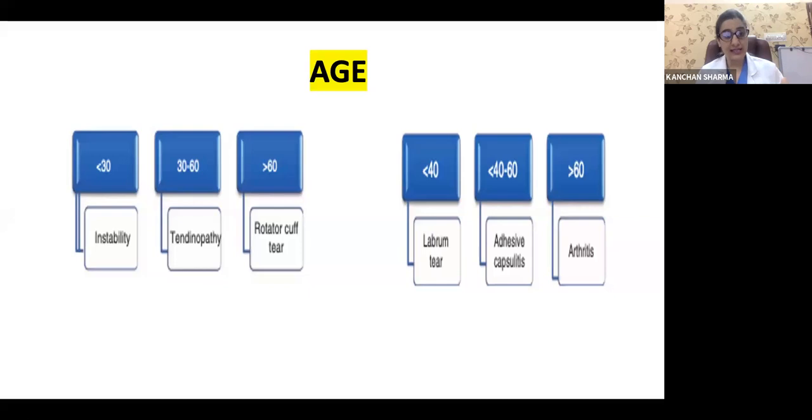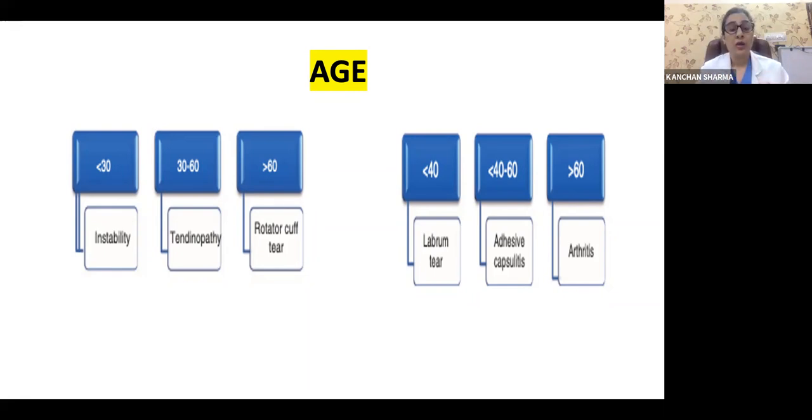One is your instability. Instability means the patient will feel as if the shoulder is going to come out. Okay, so that is the instability. Labral tear, what we have learned: the labrum, which is there in the glenoid cavity, the fibrocartilaginous rim of the glenoid. If you have a problem with that, those are the problems of young age.